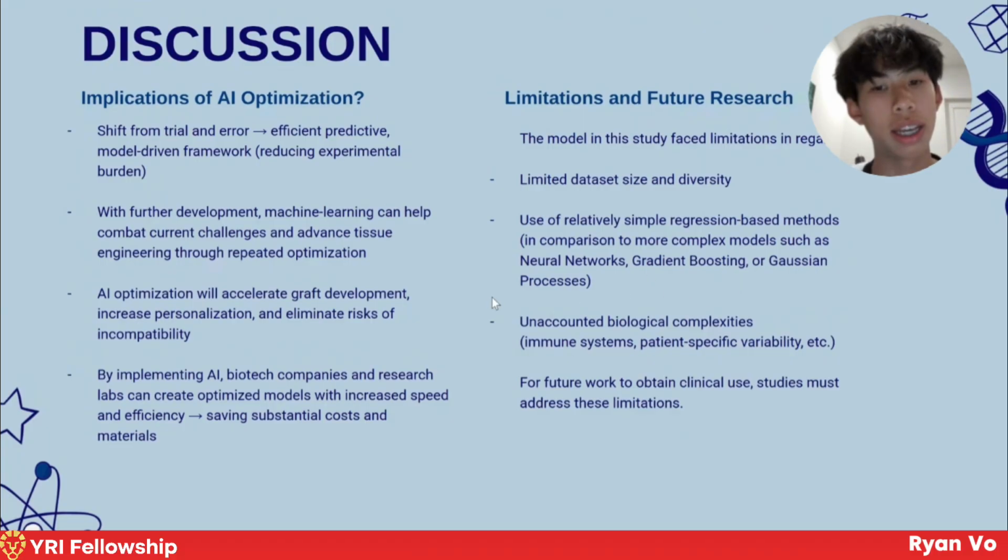And then unaccounted for biological complexities. So the study didn't account for all the different biological processes there are, such as immune systems and patient-specific variability. So accounting for age, weight, things like that. So for future work to contribute to bioprinting being used in clinical use, studies must address these limitations that constrain the study.